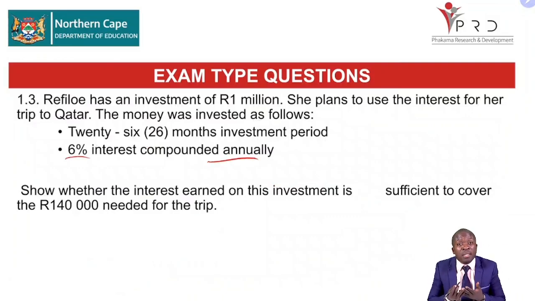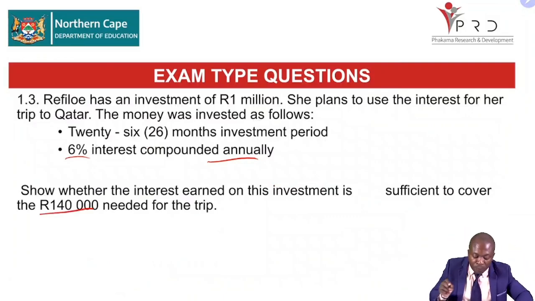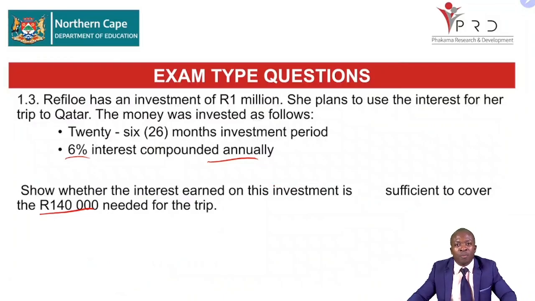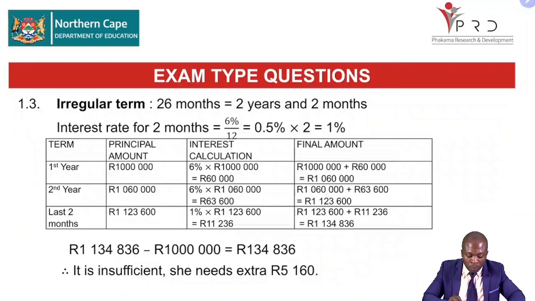So my question to you is, show whether the interest earned on the investment is sufficient, meaning is it enough to get the 140,000 that she needs to go for the trip? That's where the method comes in. So let's do the working. Good. Look at what I've shown on the screen.